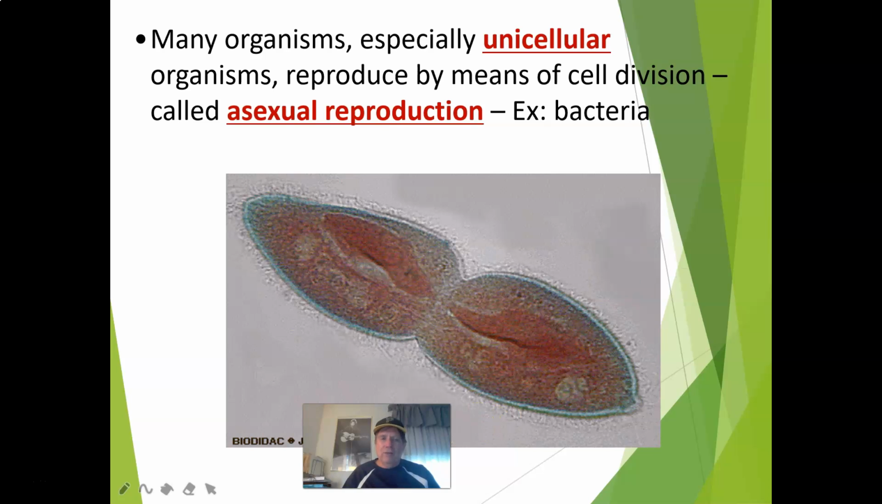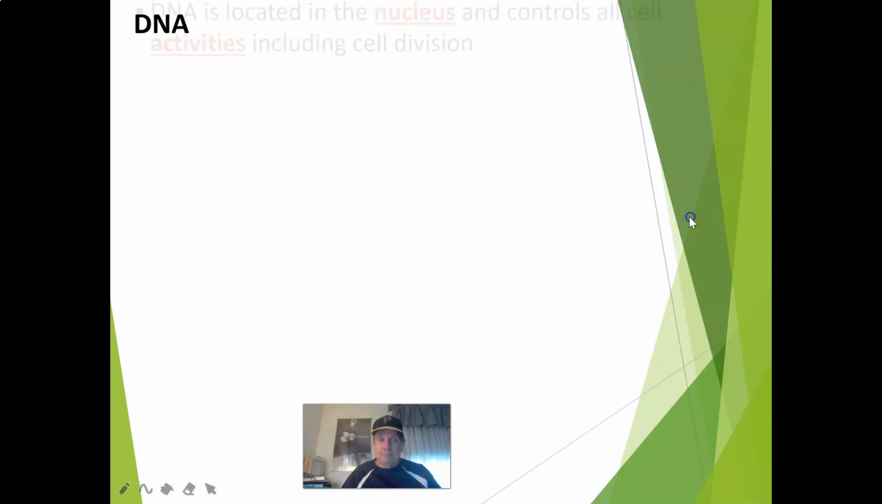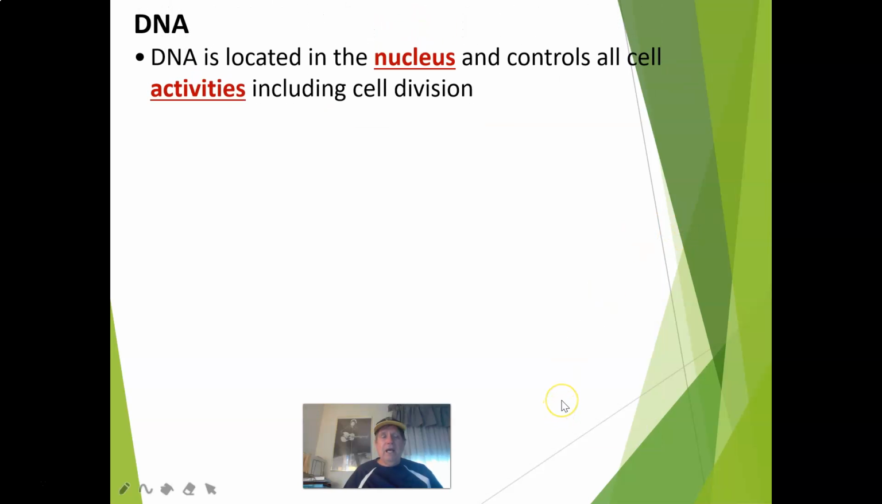Now, we've talked about this in previous chapters. Many organisms, especially unicellular organisms, reproduce by means of cell division called asexual reproduction, without sex. For example, bacteria. DNA is located in the nucleus and controls all the cell activities during cell division.